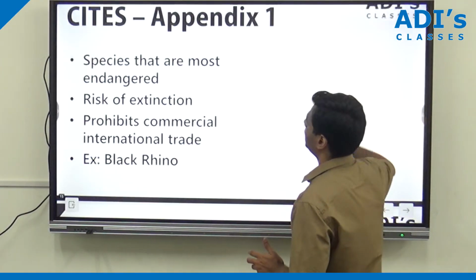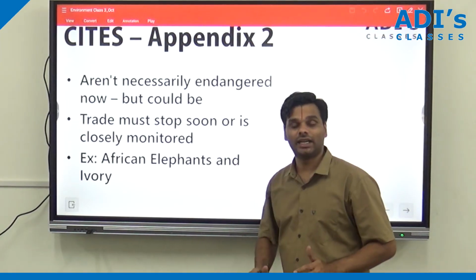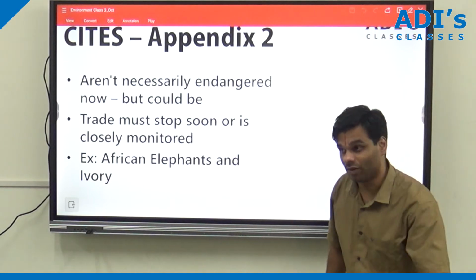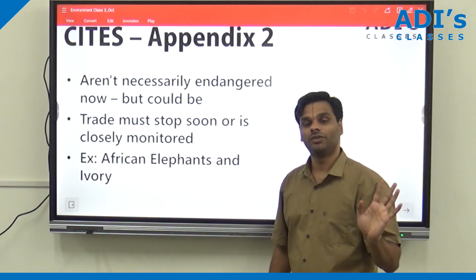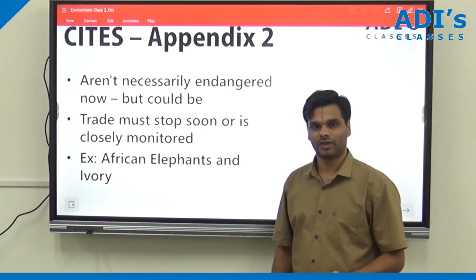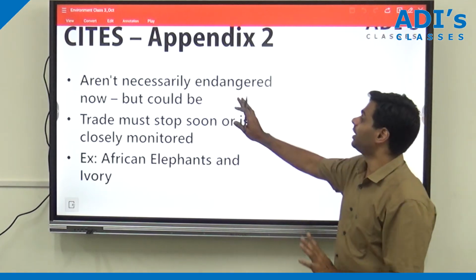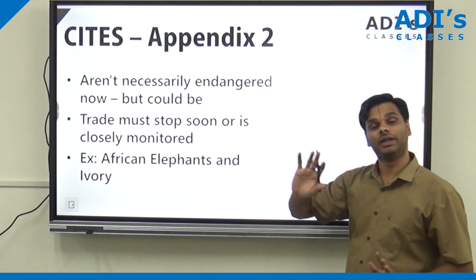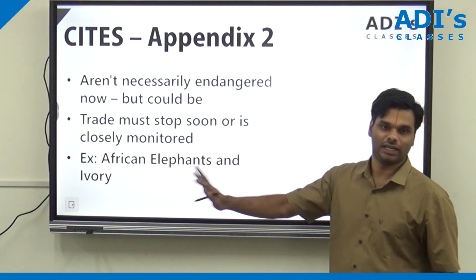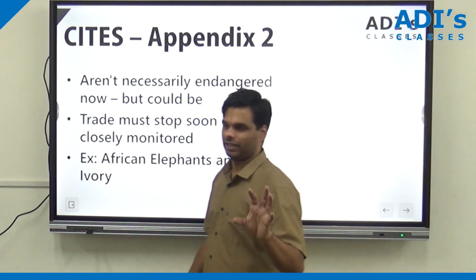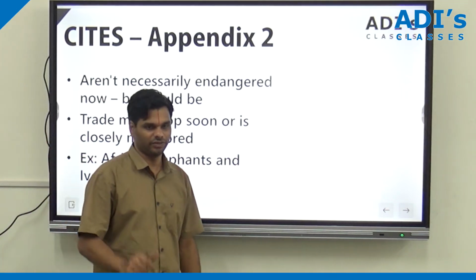Now, let's look at appendix 2. These are species that aren't necessarily endangered right now, but if they continue trading in it, it will become endangered. So we don't want to go to that stage. Before that only they start putting it in the appendix, and they'll say if you continue trading in it, then this will become endangered. So an example is African elephants and ivory. Ivory trade was big. You would have seen Kenya and everything.